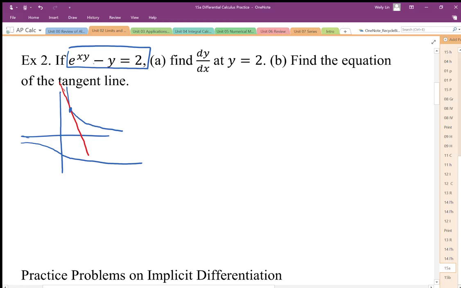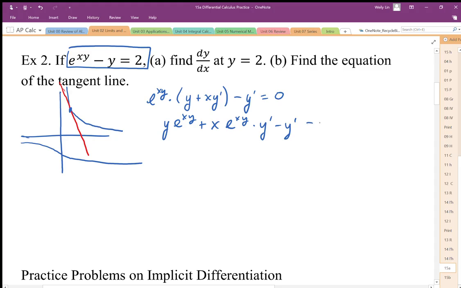Since it's an implicit function, we need to differentiate implicitly. Differentiating the outside, I need to apply the chain rule to differentiate the inside, and as I differentiate the inside, I have to apply the product rule. Here I differentiate y to y prime, and that's equal to 0. Expanding this out, I end up with y times e to the xy plus x e to the xy times y prime minus y prime.